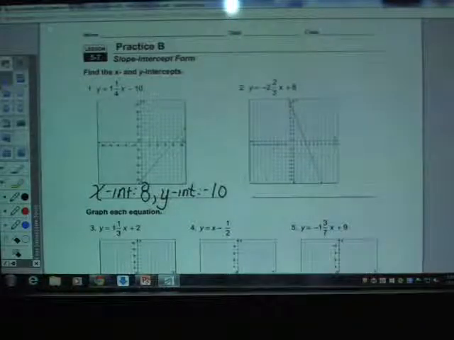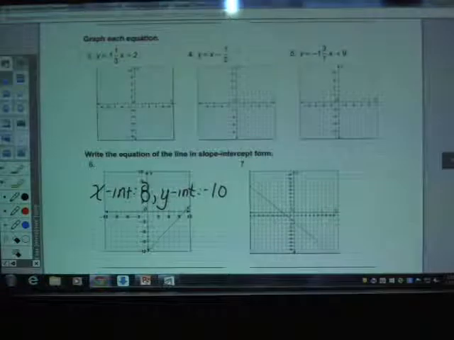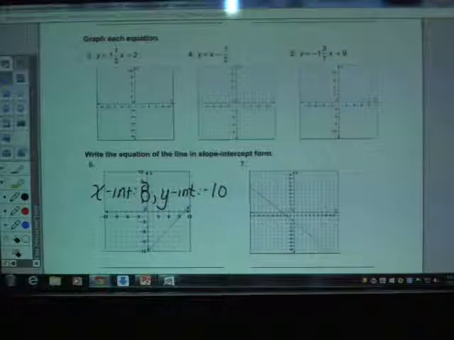All right, let's look at the next set of questions here. In the next set of questions, they're asking me to graph the equation. And all these equations are in slope-intercept form. That's why the topic here is slope-intercept form. So let's go ahead and take a look at number 3. I'll give you a hint on 4, but I'm going to do number 3 with you.